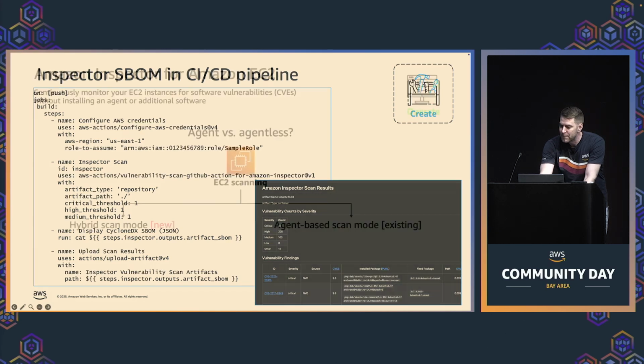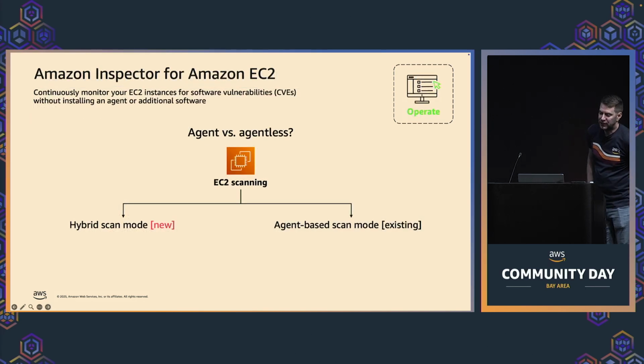vulnerabilities. We can also use it, like I said, for Amazon EC2, where it continuously monitors your EC2 instances for software vulnerabilities without you having to actually install any type of agent or additional software. So you can enable it either in the hybrid mode, that's a new one, where you have a bit more flexibility around how it's used, or the agent-based scan mode, that is the one that has been used throughout the years. And it uses a snapshot on the EBS volumes, and it scans those snapshots to be able to find these vulnerabilities.